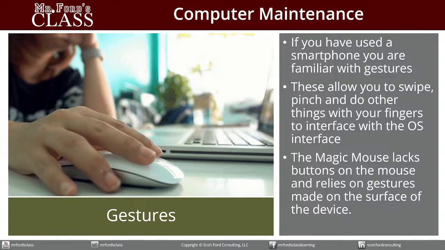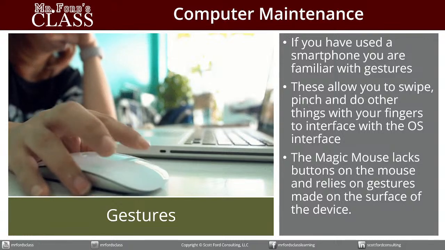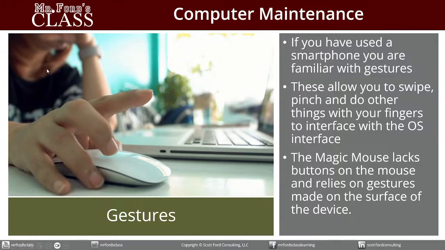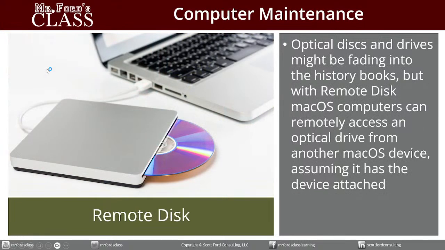But the Magic Mouse doesn't have any buttons on it. Instead, what it does is it allows you to do gestures. So if you see the animation, you can see this person just kind of swiping with their fingers to do things. It moves things around and all that other stuff. Again, personally, I like my weighted game mouses.